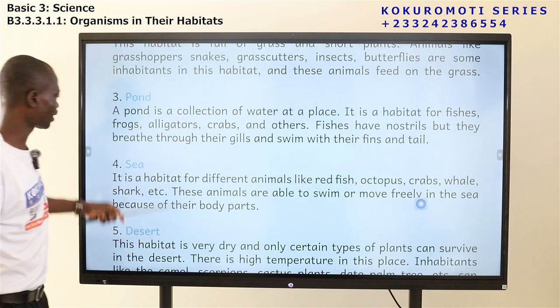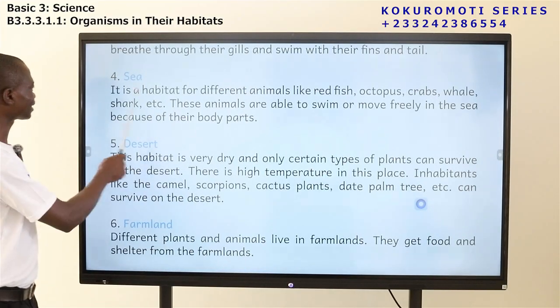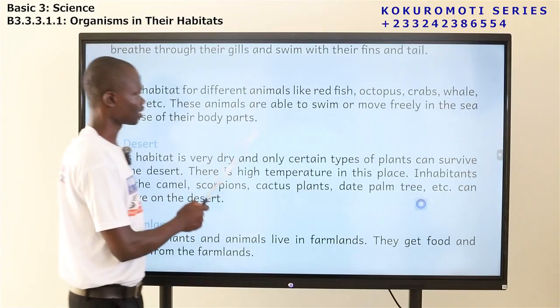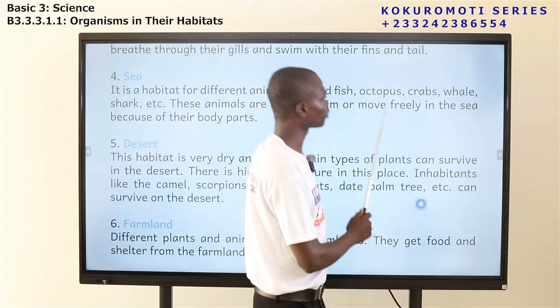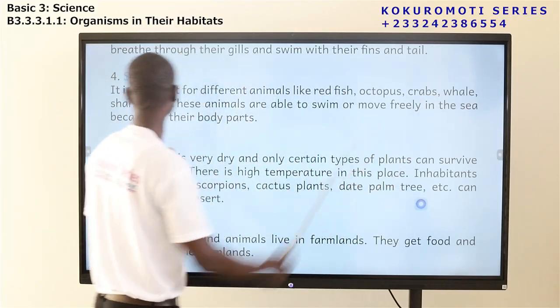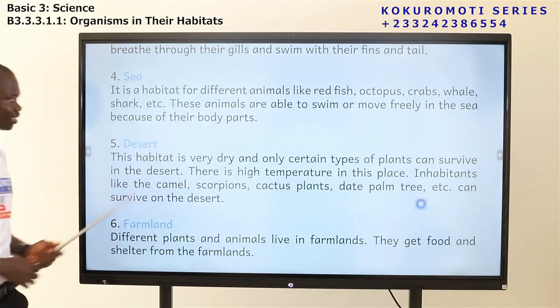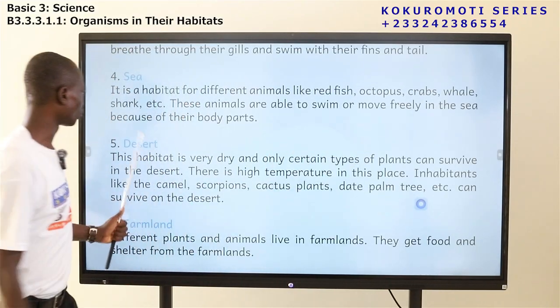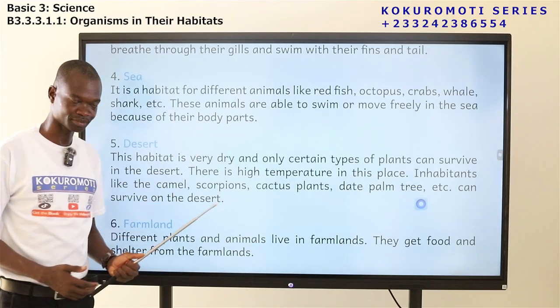Very good. The next habitat is what? Sea. So sea is a habitat for different animals like redfish, octopus, crabs, whales, sharks, and others. These animals are able to swim or move freely in the sea because of their body parts.